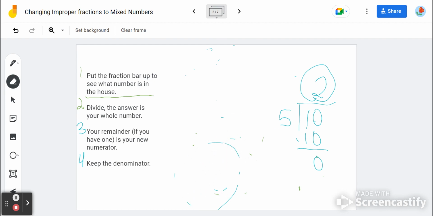So we're dividing by putting the line up. Our answer is our whole number, our remainder, our new numerator. Keep your denominator.